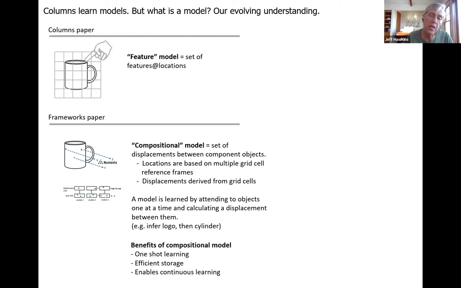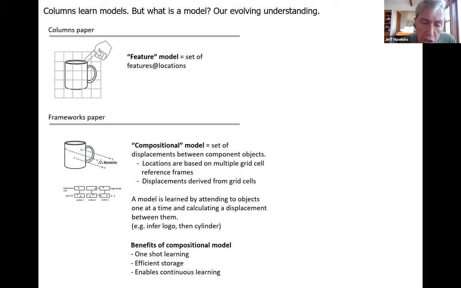In the frameworks paper, we proposed a different type of model. I'll just call this one a compositional model. What this says is that an object isn't a set of features, but a set of displacements between component objects. So a model of something is built of a set of other things in some relationship to each other. The example we used was the logo on the coffee cup. When I learn this new coffee cup, I learn it as a logo at some position relative to a cylinder, or to a coffee cup. And now I have a new object composed of a logo and a coffee cup. It's compositional. And then everything would be like that. Everything you know is composed of other things in relative positions.